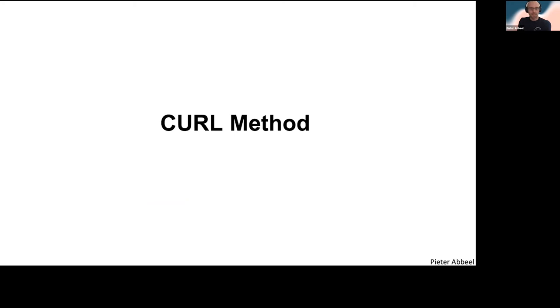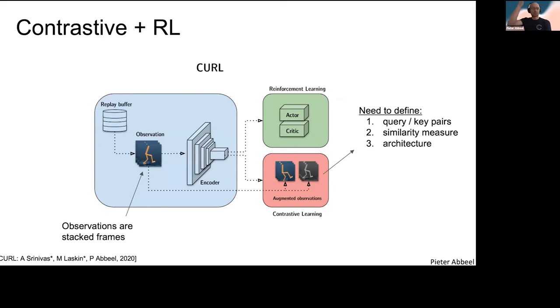The method we've been studying is essentially asking the question, can we do the same thing in reinforcement learning? So we have a replay buffer of data collected from previous rollouts. We could take data from that replay buffer, in this case a stack of images, and feed it along the top into the reinforcement learning losses: the actor tries to compute the policy, and the critic tries to compute the value function. Then along the bottom channel, there's an additional loss that is essentially doing SimCLR. Augmented observations are generated, and if they come from the same original, they need to be close in embedding space.